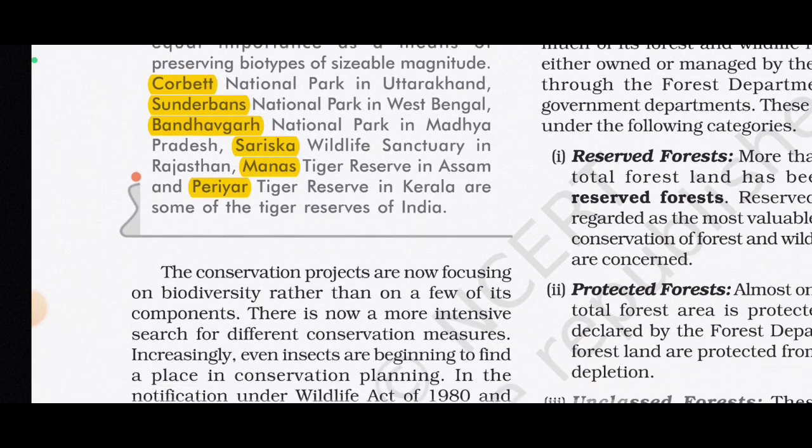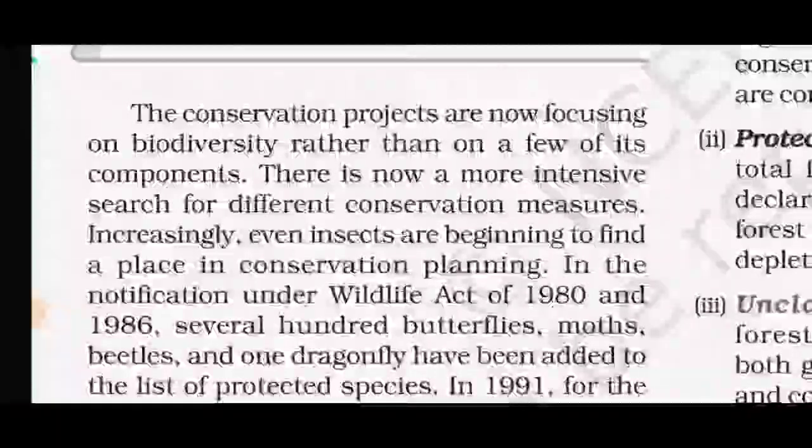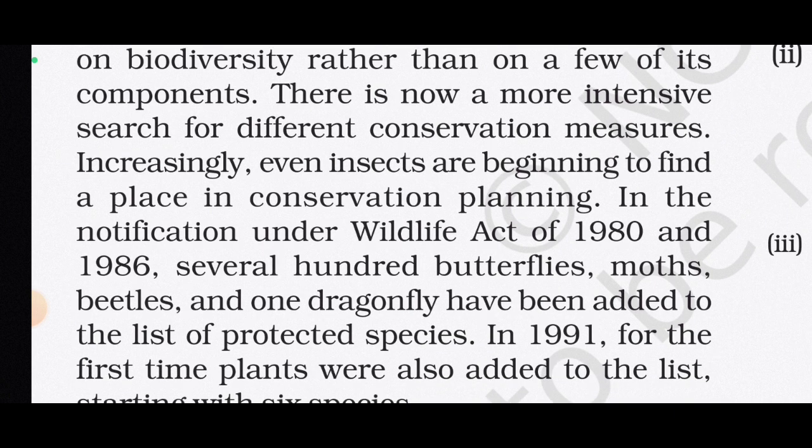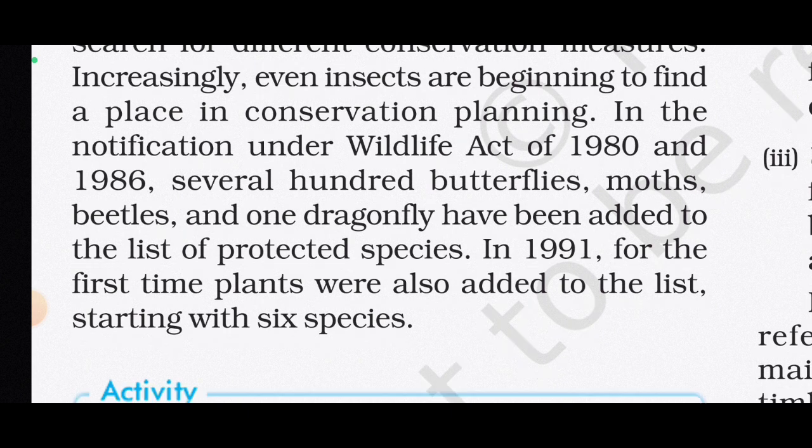You should know that. Then the conservation projects are now focusing on biodiversity rather than on a few of its components. There is now a more intensive search for different conservation measures. Increasingly, even insects are beginning to find a place in conservation planning. In the notification under Wildlife Act of 1980 and 1986, several hundred butterflies, moths, beetles and one dragonfly have been added to the list of protected species. In 1991, for the first time, plants are also added to the list, starting with 6 species.